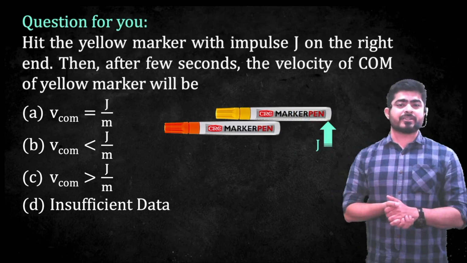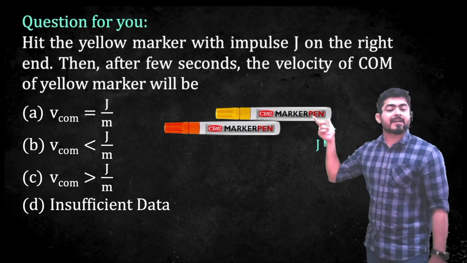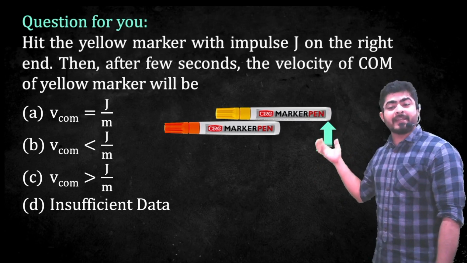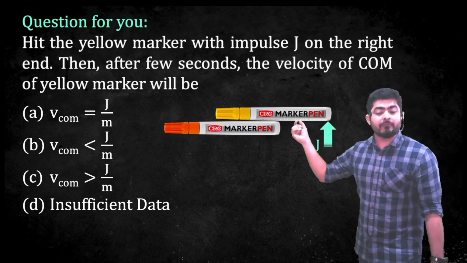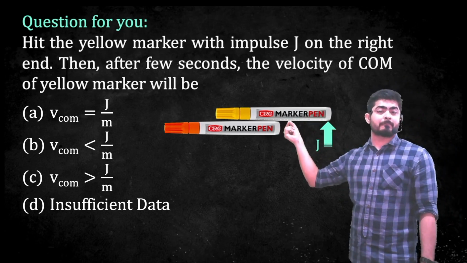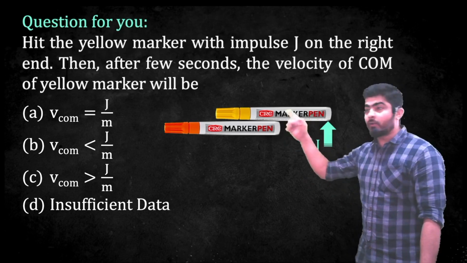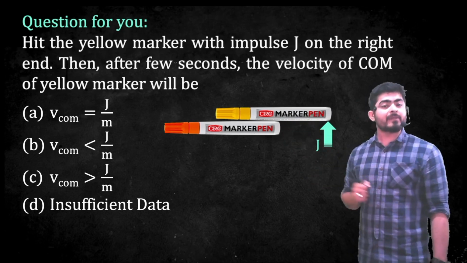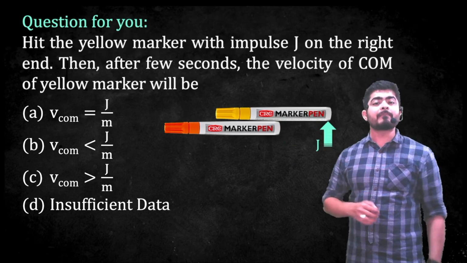So now here's my question. Assume that the pen has mass m, and you are applying an impulse J. What will be the velocity of the center of mass of the pen? Will it be equal to J by m, less than J by m, more than J by m, or is the data given insufficient?